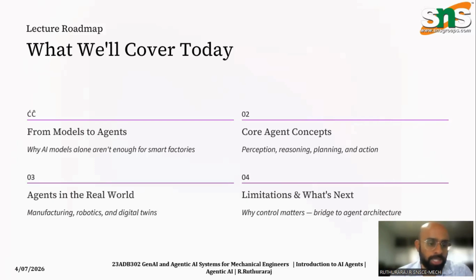So from model to agent, the first thing is why AI models alone are not enough, which we discussed now. They need to take decisions on their own. The core idea behind an AI agent is that you should have perception, reasoning, planning, and action. So these are the things required for a human agent also.